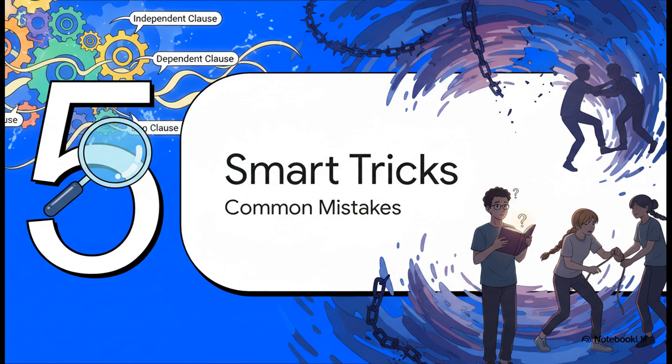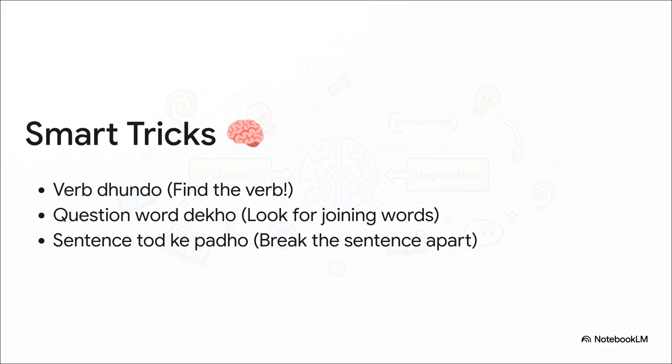Okay, that's the heavy lifting on the theory. Now let's get into the fun stuff, the pro toolkit. I'm going to give you some smart tricks and also point out some common mistakes to avoid. So here are 3 killer hacks to make this way faster. First, verb detective. Always hunt for the verb first. That's your #1 clue. Second, question word decoder. Keep an eye out for those joining words, who, when, that. They're huge signposts. And third, sentence to-do kit. Literally just break the sentence apart and see which piece can stand on its own.